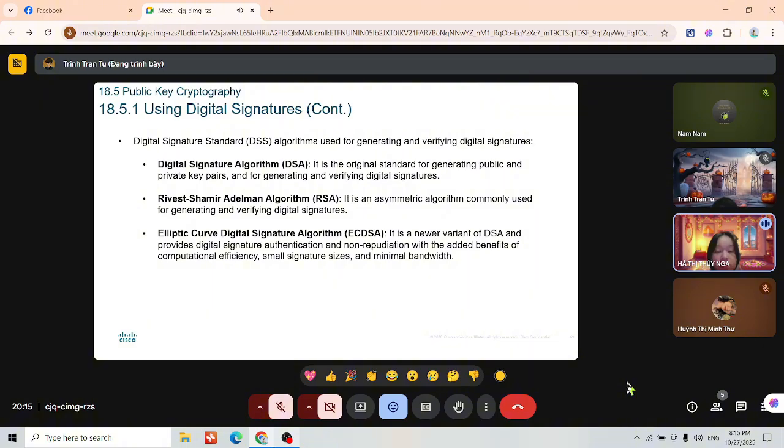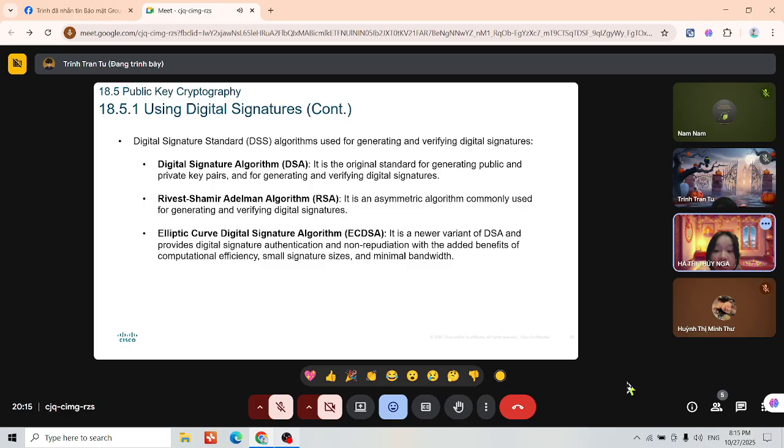Next, common algorithms for digital signatures. The first is DSA, the digital signature algorithm. The second is RSA, a widely used asymmetric encryption algorithm. The third is ECDSA, a modern version using elliptic curves, offering faster performance and smaller key size.